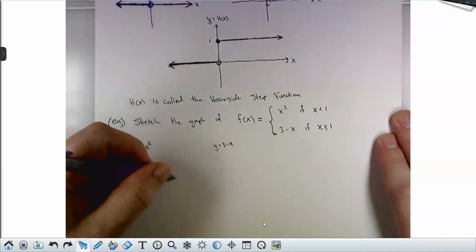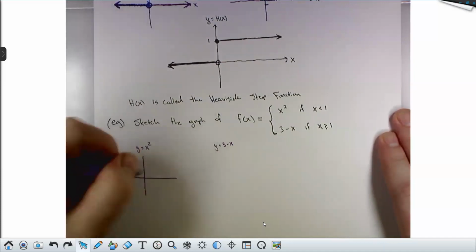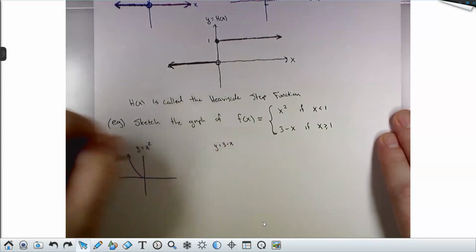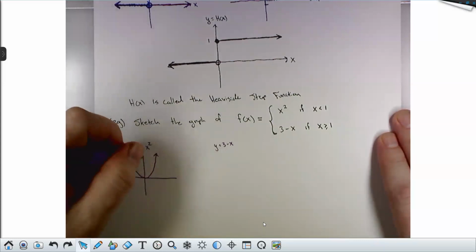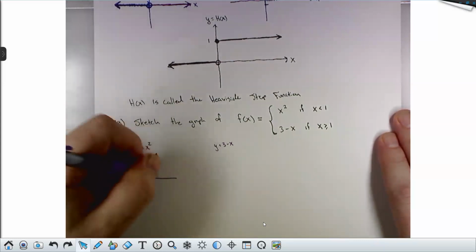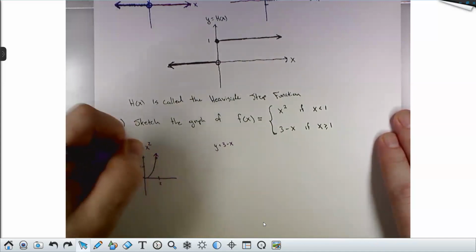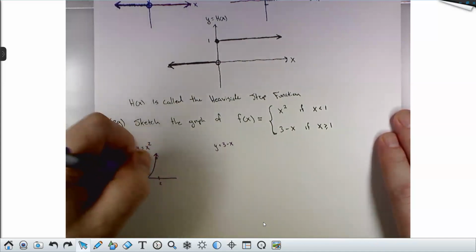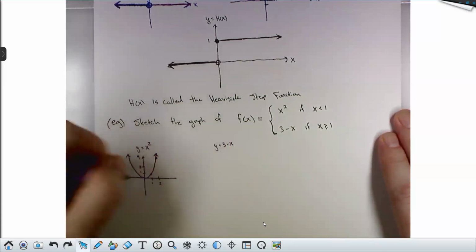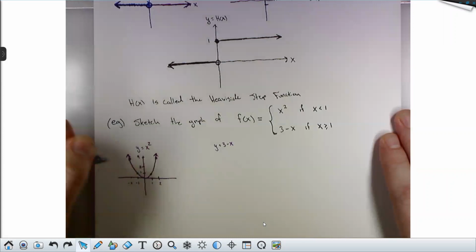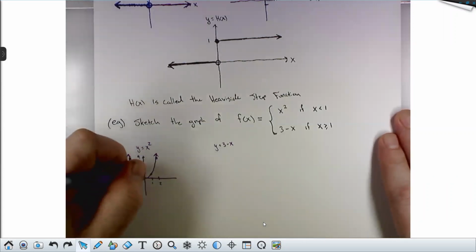Y equals x squared, you probably remember, is a parabola. Vertex at the origin, lots of points on this. Like 2, 4, 1, 1, negative 1, 1, negative 2, 4, all that good stuff, right? And of course, the origin itself.